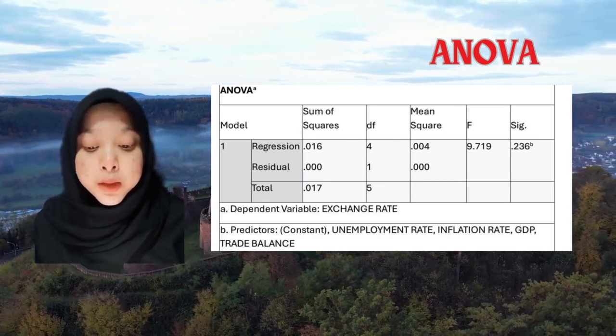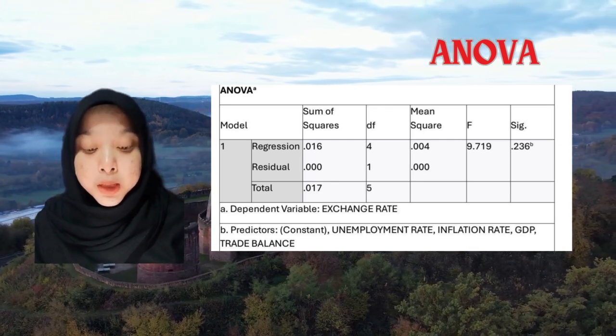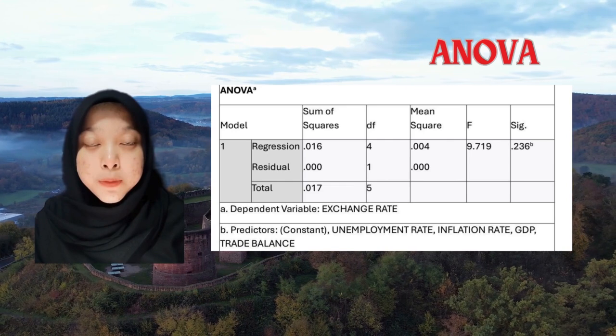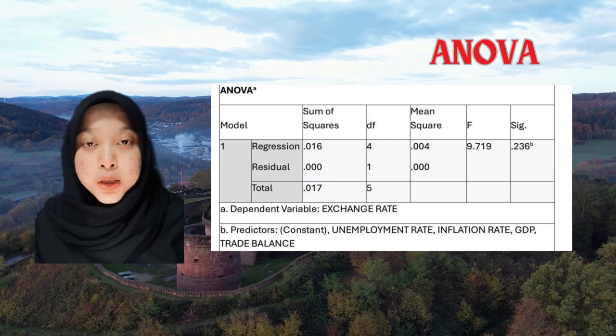In this presentation, I'm going to explain about the ANOVA. The table summarizes the findings from the ANOVA test, which is to look at how factors like unemployment rate, inflation rate, GDP rate, and trade balance might influence the exchange rate.